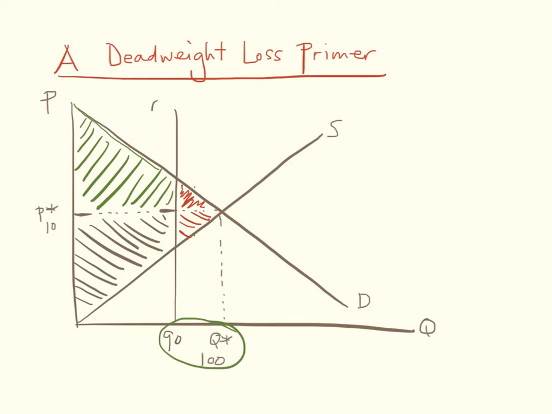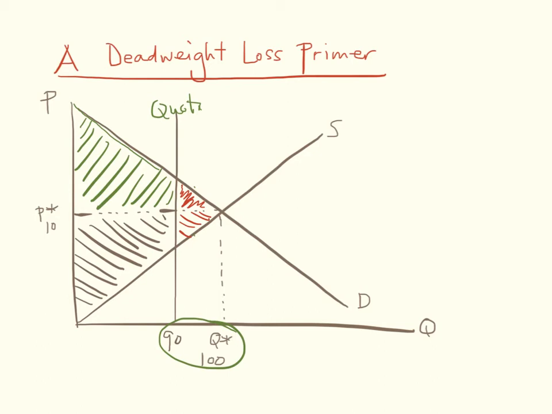Either this could be a quota, right? This could be the result of a price floor or price ceiling that limits the amount of sales, either because buyers don't want to buy at that high price or sellers don't want to sell at a low price, and you've created a deadweight loss.